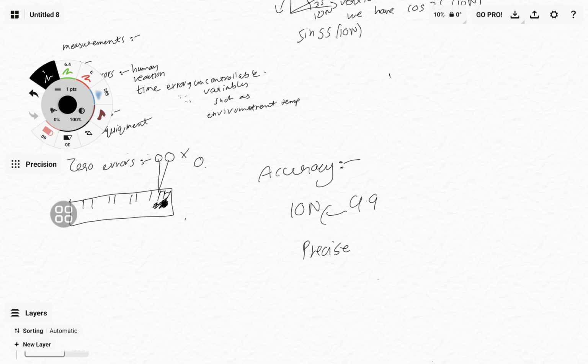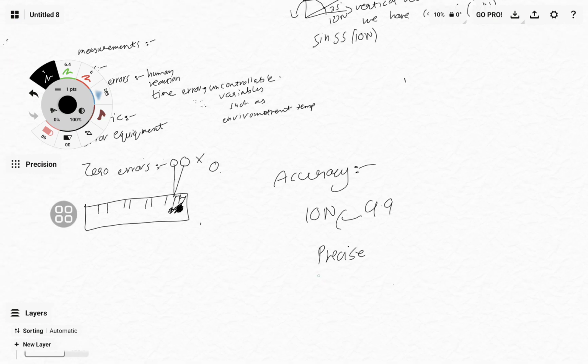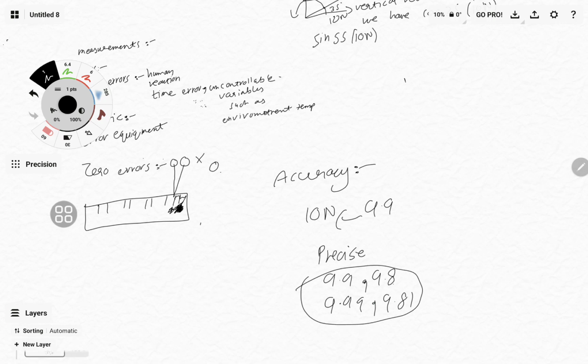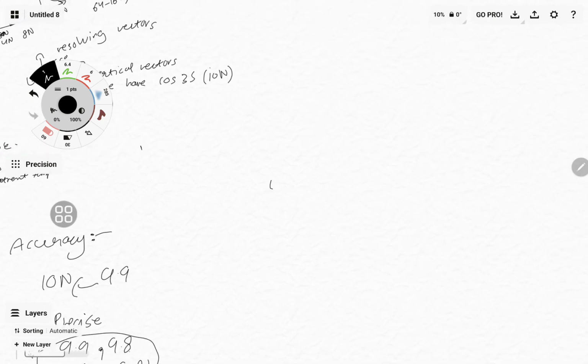I myself am a student that's just beginning out. Precise would be a bunch of values like 9.9, 9.8 that are close to each other, 9.999 or 9.81. So these are all precise. Next we will talk about uncertainty in calculations.